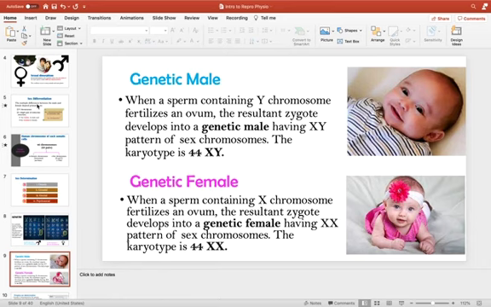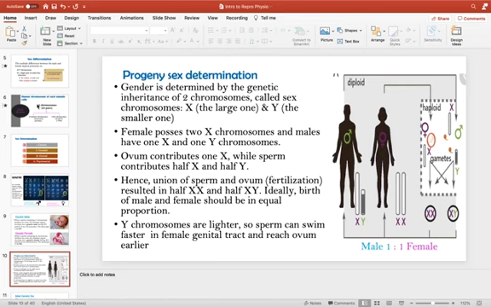And for a genetic female, when a sperm containing an X chromosome fertilizes an ovum, the resultant zygote develops into a genetic female having an XX pattern of sex chromosomes. So the karyotype is 44XX.